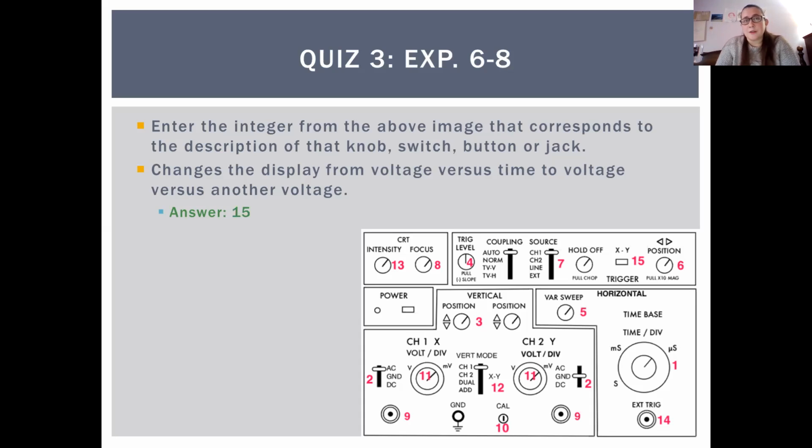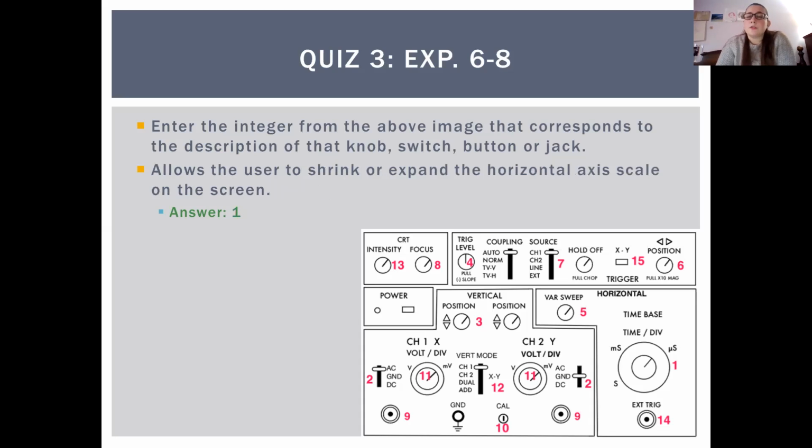Also, when we were trying to find the resonant frequency in one of the later experiments, we pushed the XY button in so that we could plot them against each other and figure out the resonance frequency was where it made a 45-degree angle, a straight line. So that's what the XY button does for us. Which one allows the user to shrink or expand the horizontal axis scale on the screen? That would be this time div knob. It lets you stretch it out really far, squish it together.